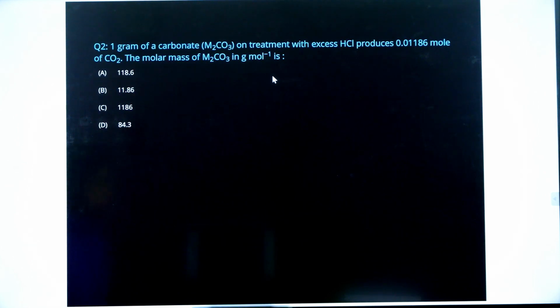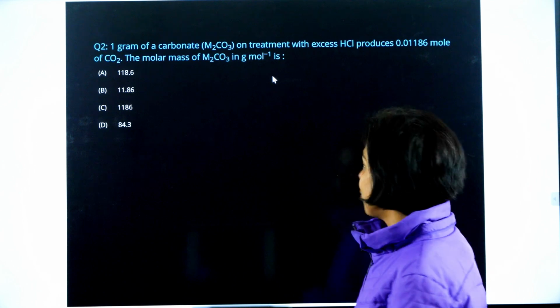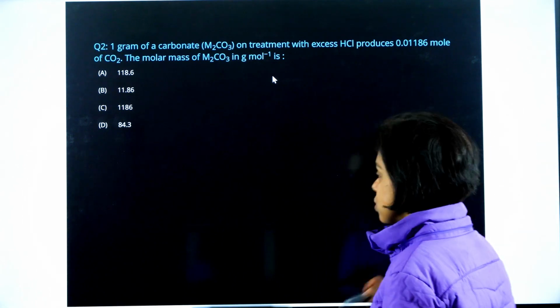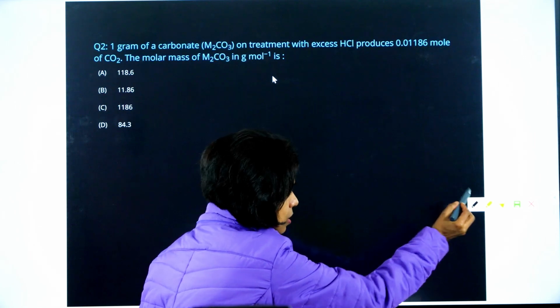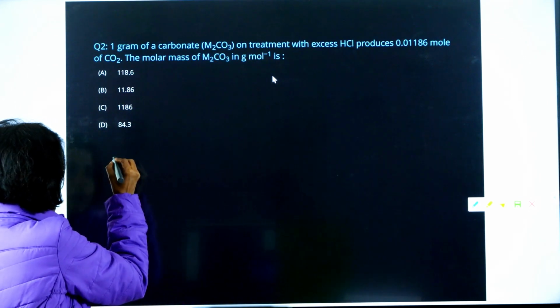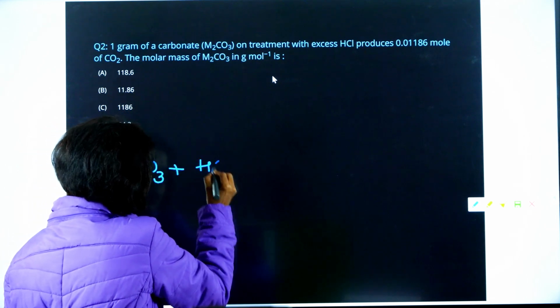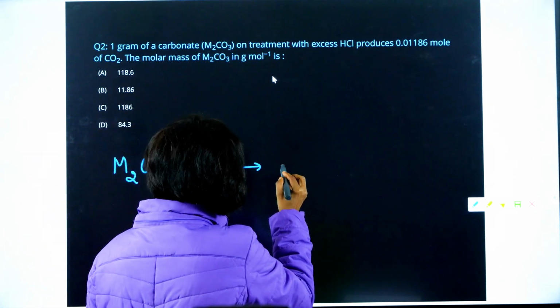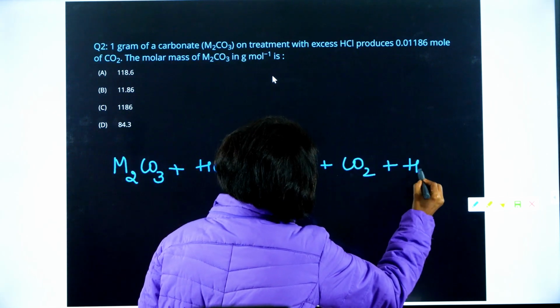Let us see the next question, which is from stoichiometry. Pretty simple it seems. You have 1 gram of a metal carbonate, M2CO3, that reacts with excess of HCl. So HCl is in excess. Let me write the reaction first. M2CO3 reacts with HCl to form MCl plus CO2 plus H2O.